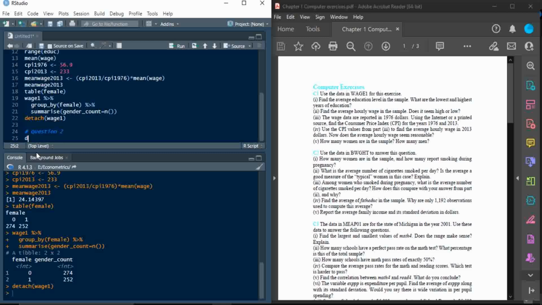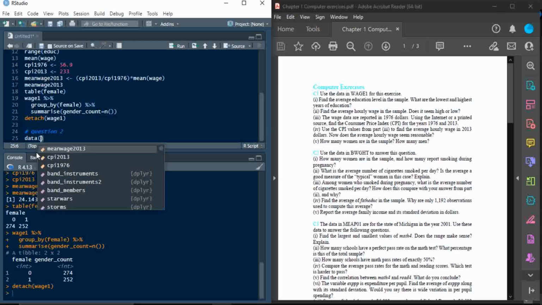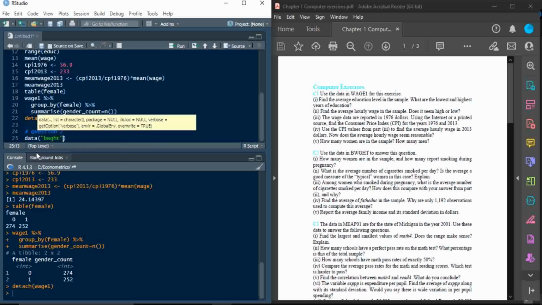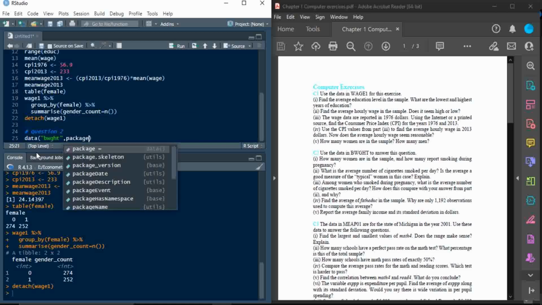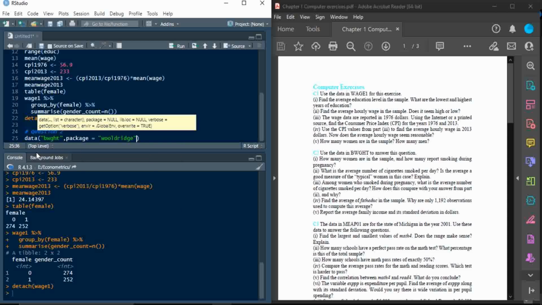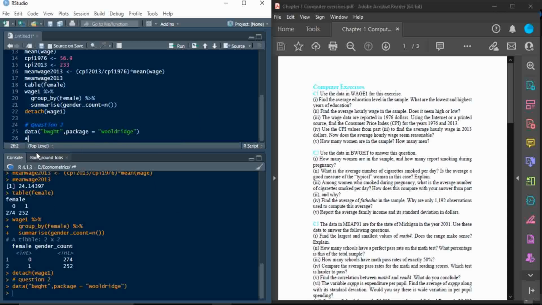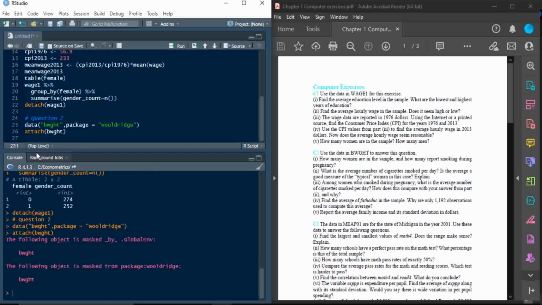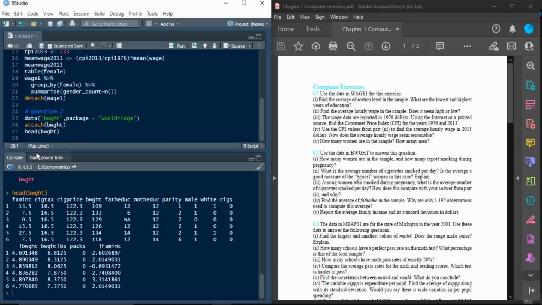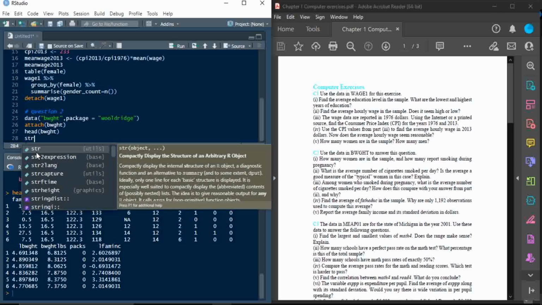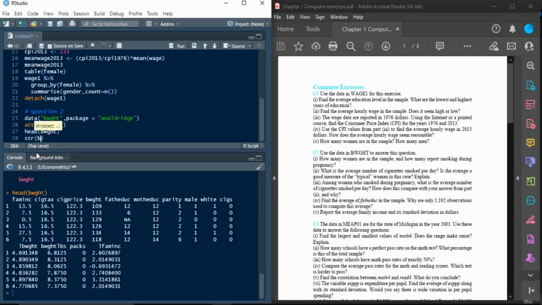Question number 2 utilizes the birth weight data, which is named BWGHT in the package wooldridge. Press Ctrl plus Enter, and now attach this data set BWGHT. Now let's look at the column headings of this data set, and let's also look at the structure of the data set. Use the command str for looking at the structure of the dataset so that we can know the nature of each variable.